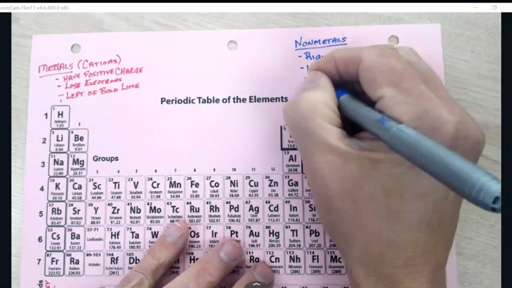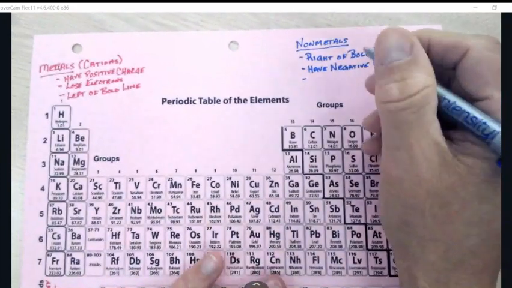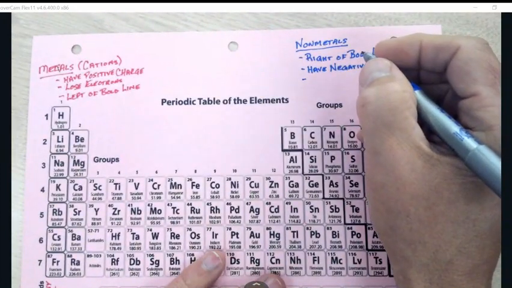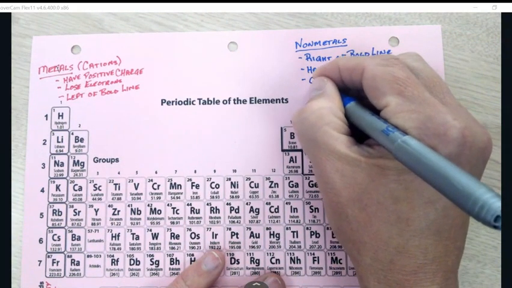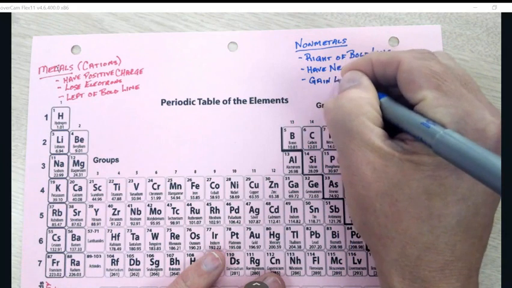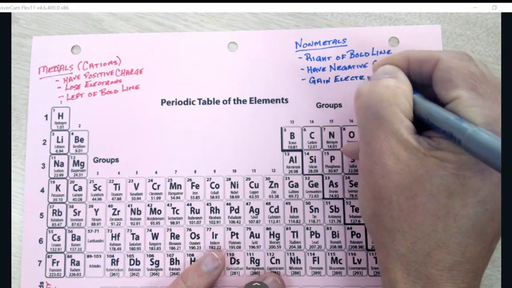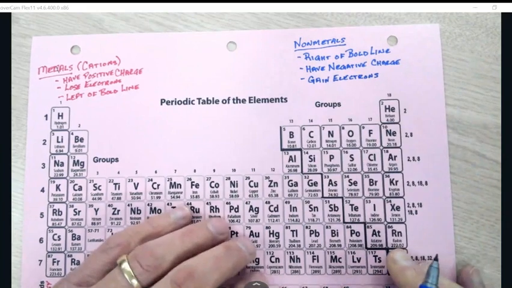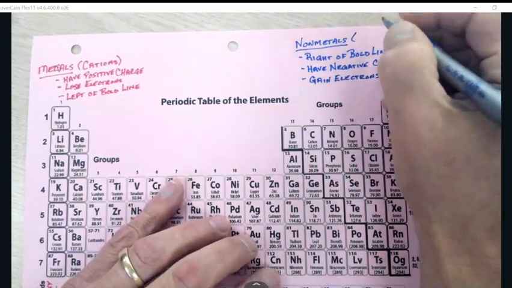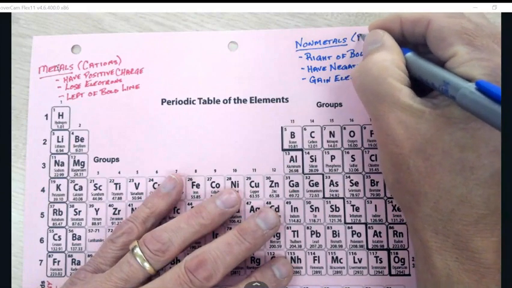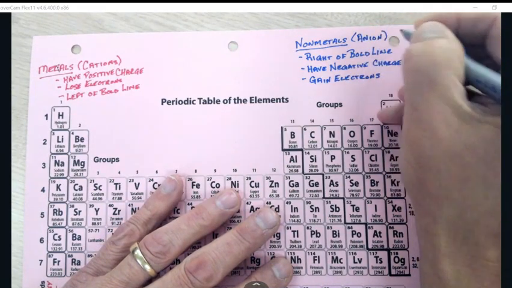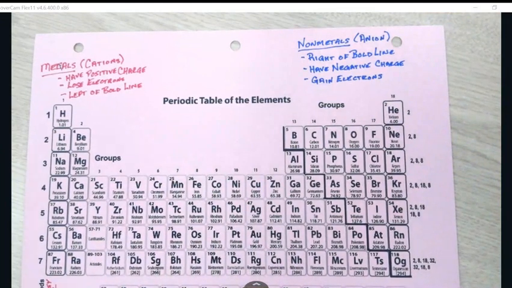Okay. Why do nonmetals have a negative charge? They gain electrons. They gain electrons. Which means, what is the name for a negative ion? An anion. That is the name for a nonmetal ion. All right.